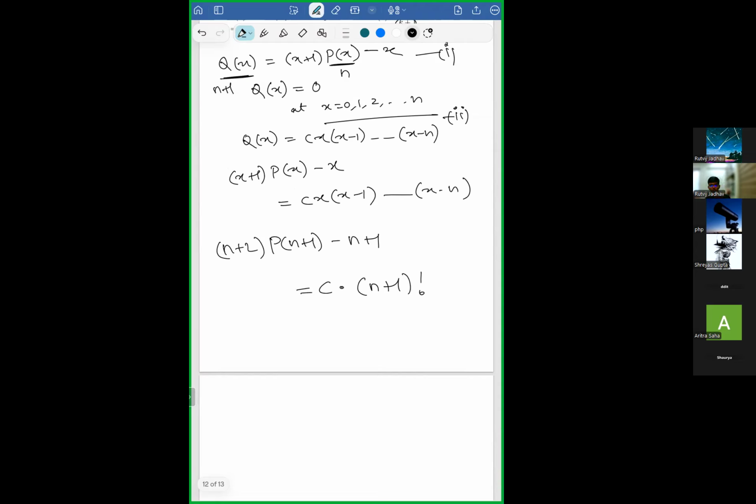This is what we get. But how do we take care of c? Exactly. We will have to do something else for that. So we have to find c as well in terms of n. How do we do that?